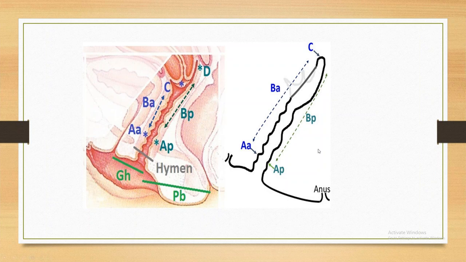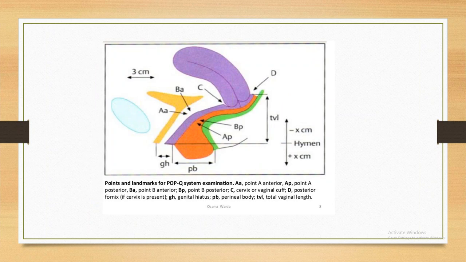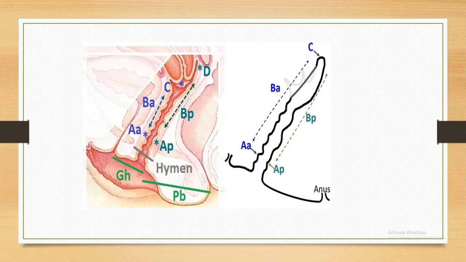So clear for these AA and BA and AP and BP points? Here again, I will tell you what these are. You are asking whether 6 points are taken with a maximum prolapse. Yes, 6 points will be taken in maximum prolapse.